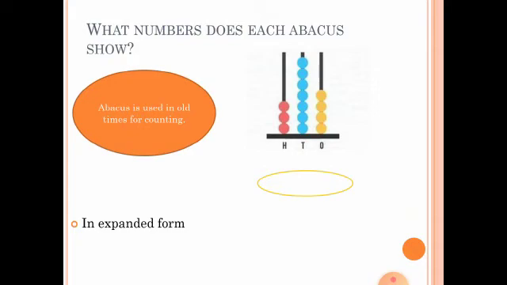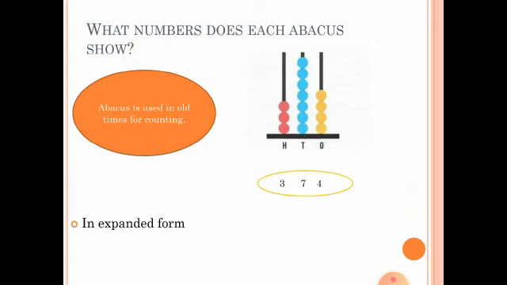In the tens column there are 7 beads. 7 beads means 7 tens, and 7 tens means 70. And in the third column, the hundreds column, you can see 3 beads. 3 beads mean 300. So the number becomes 300, 7 tens means 70, 370, and 4 ones means 4.